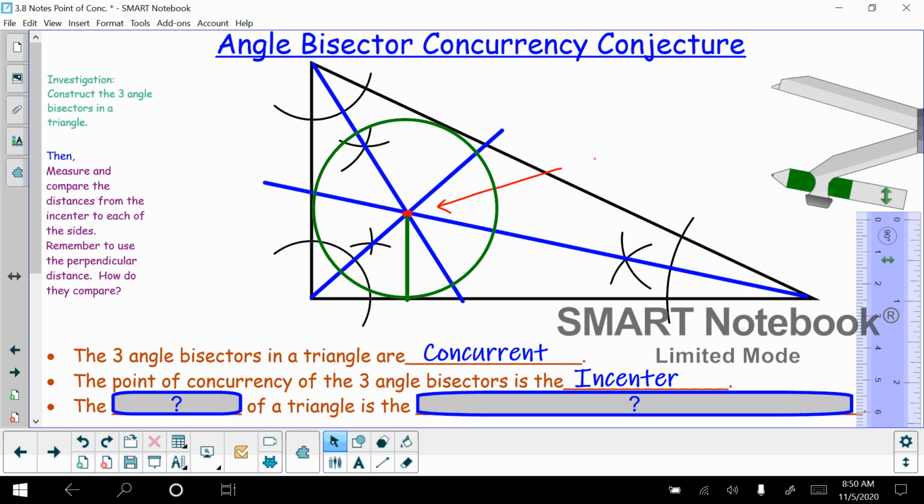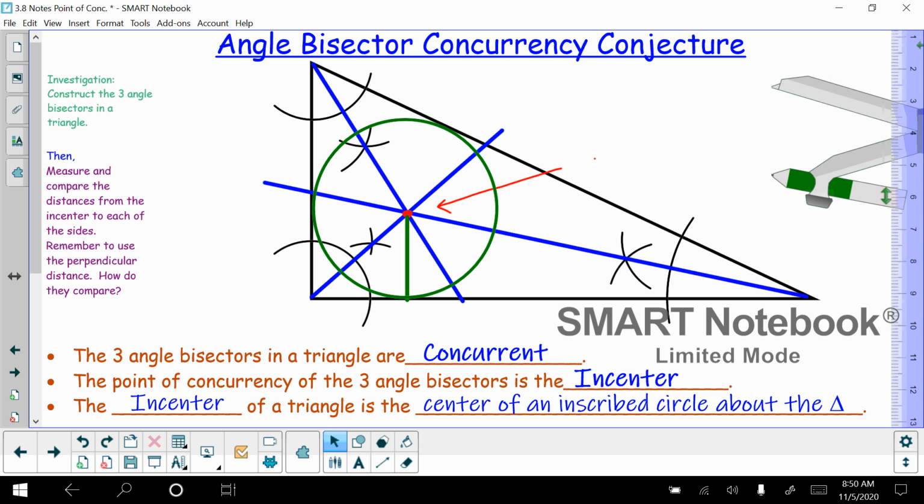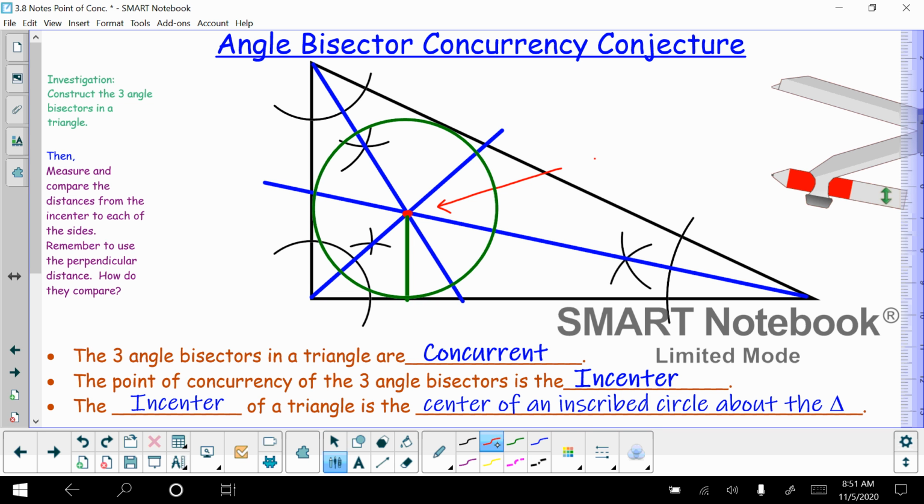So here's the next bullet point. The in-center, that red dot of the triangle, is the center of an inscribed circle about the triangle. So that's just something that is supposed to work out. Maybe our constructions weren't perfect, but that's how it should have come out, where the circle is perfectly inscribed, meaning it touches each edge perfectly, like so.